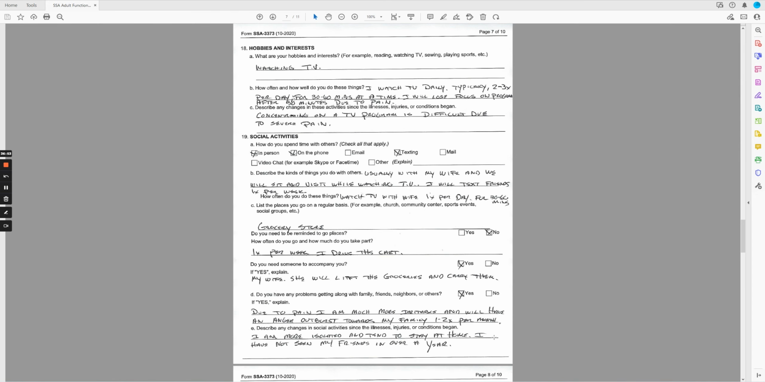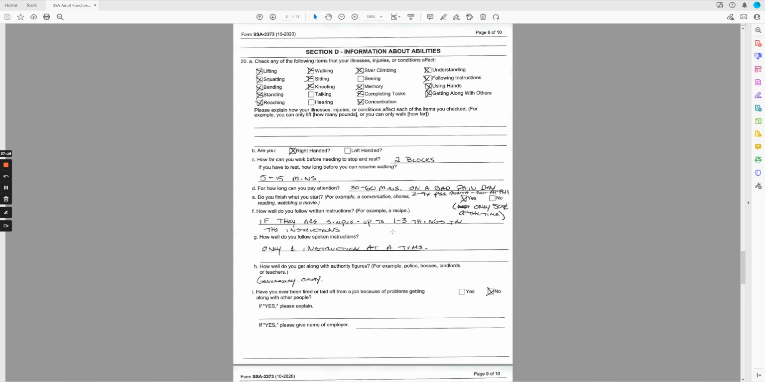So 19E, describe any changes in the social activity since the illness, injuries, or conditions began. I wrote, I'm more isolated and tend to stay at home. I have not seen my friends in over a year. And the judge, if you get to a judge level, may end up asking, how often were you seeing your friends before the pandemic? Because generally speaking, most people were at home during the pandemic.